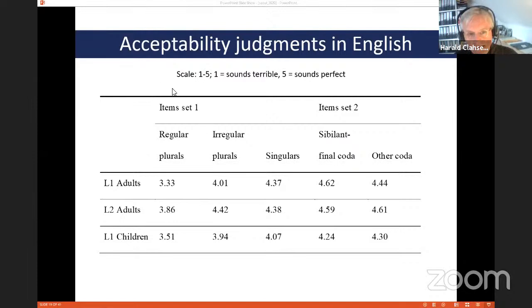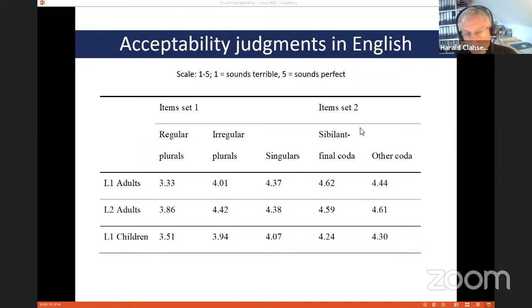So what you can see is item set 1. These are the 3 types of morphological non-heads inside compounds: regular plurals, irregular, and singulars. You can see a 3-way distinction here. The singulars are highly acceptable, and the irregulars as well, sometimes a bit lower. And the regular plurals are dispreferred. They are significantly rated worse than the other ones.